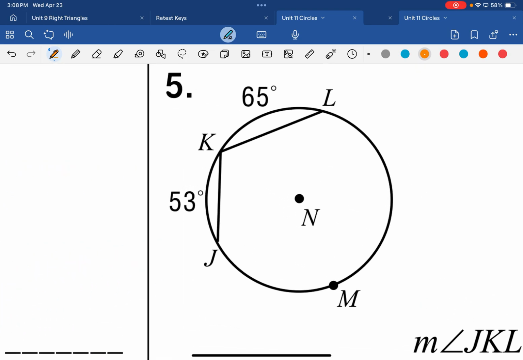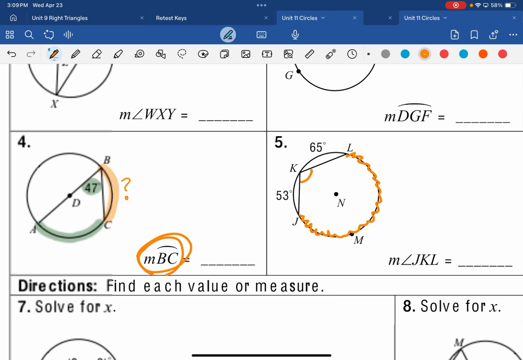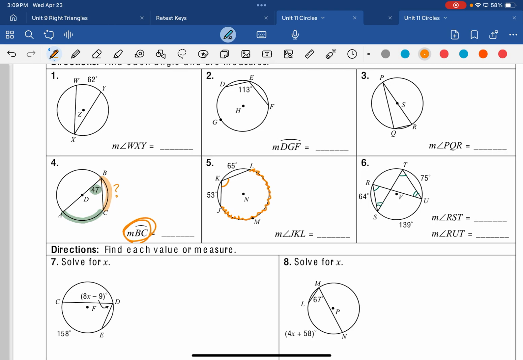Same thing kind of like on number 5. What arc goes with angle K right here? LMJ. LMJ, it's a big arc, so we have to do all 3. Do I know that one? Don't tell me how to find it, but do I know that? No, so you have to find it before you can find the angle. So be careful about those little details when you're doing problems like this.